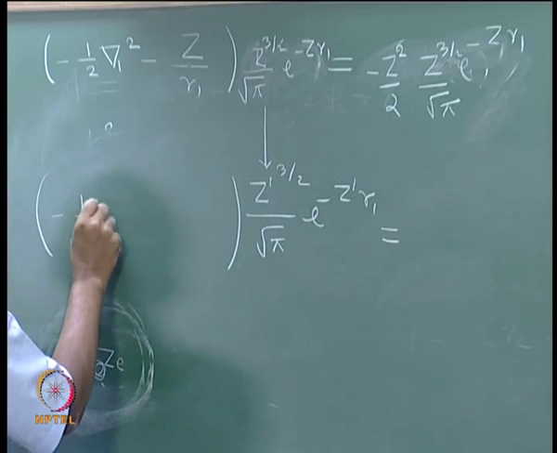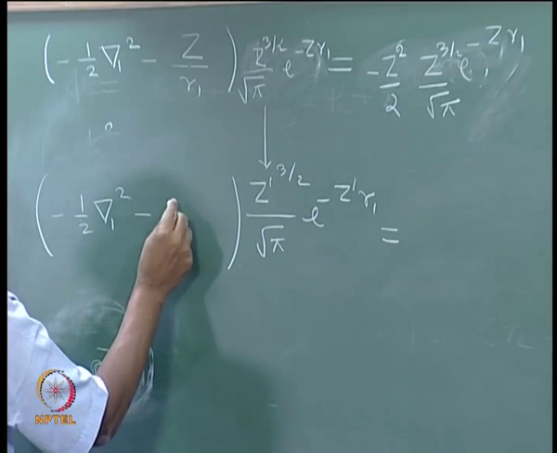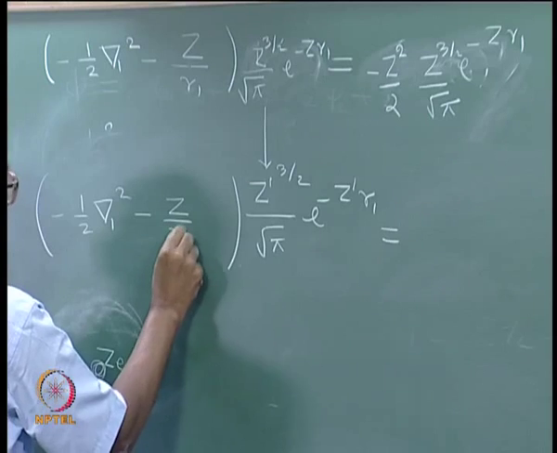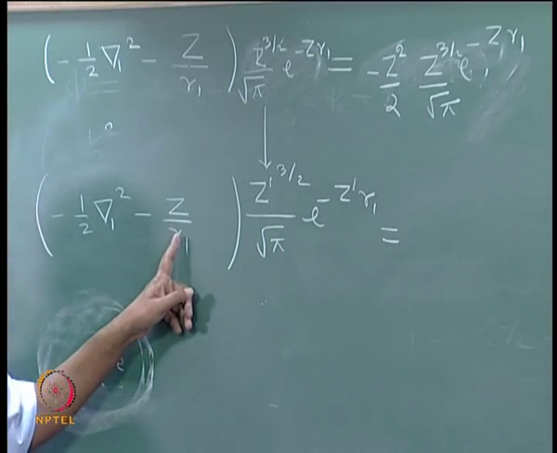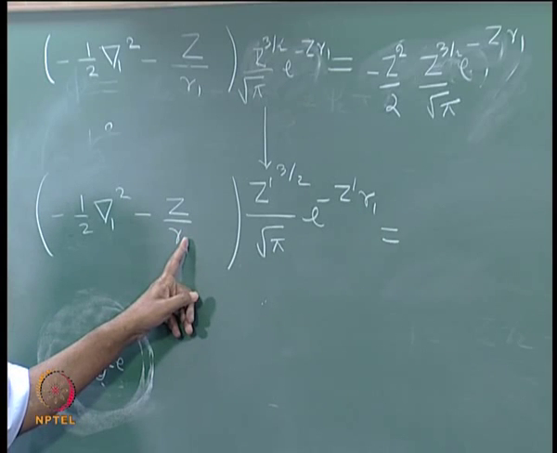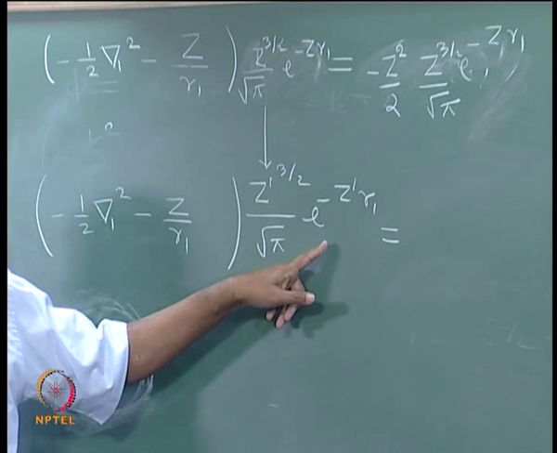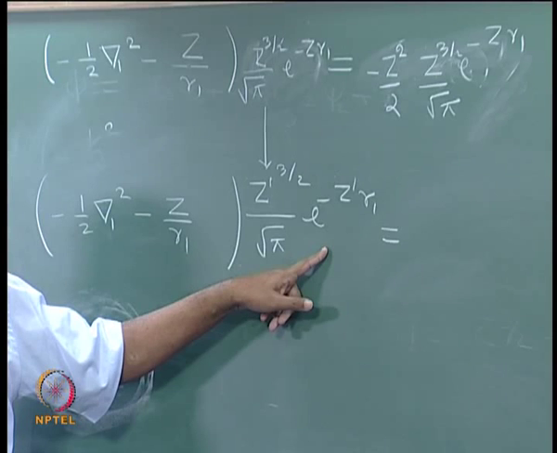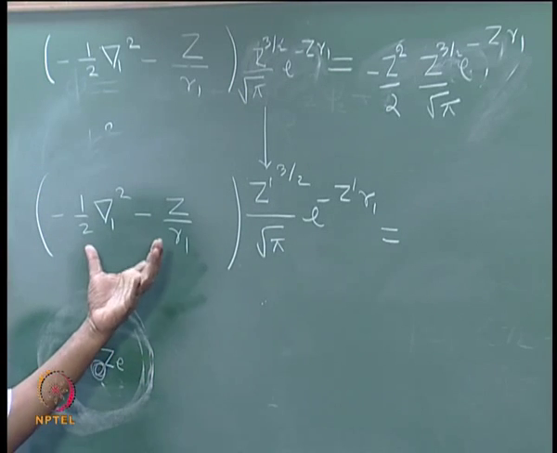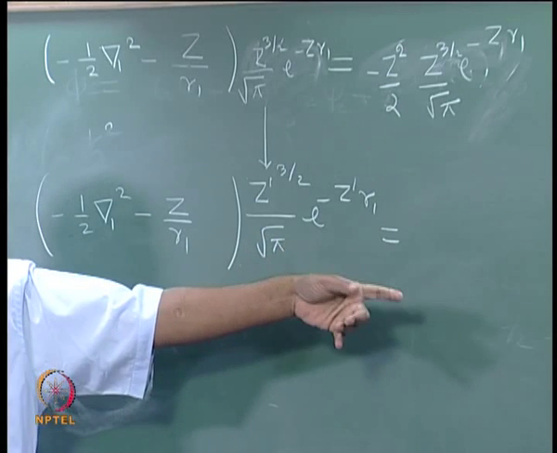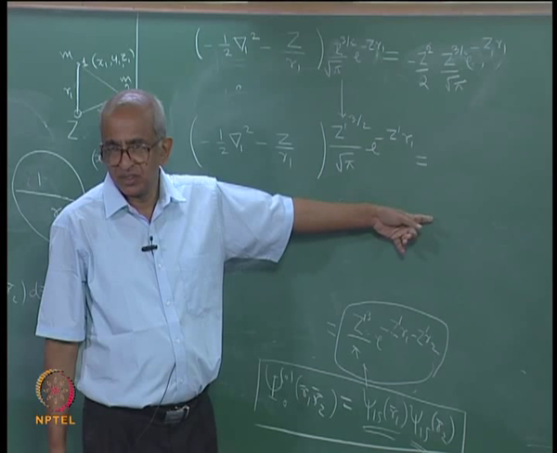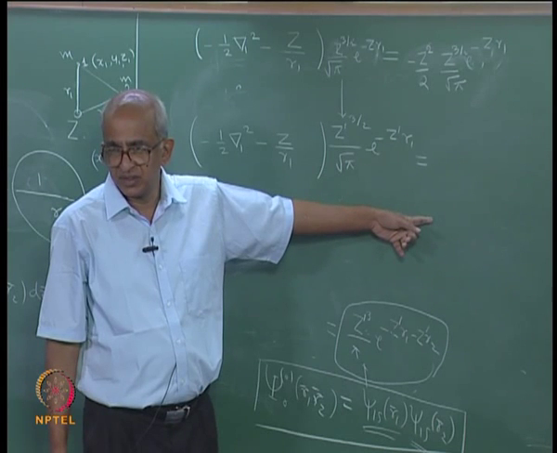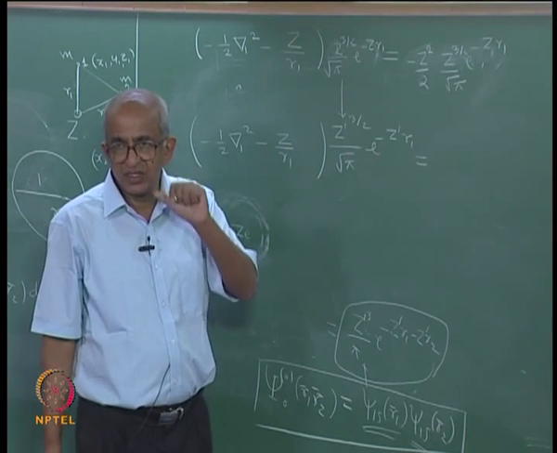and you were operating upon that with minus half del 1 square minus Z by R1. Obviously, here the electron is not feeling the nuclear charge Z. The wave function is such that it is feeling a nuclear charge of Z prime, correct. So this operator operating upon that is not going to give me an eigenfunction, it is definitely not going to give me an eigenfunction.